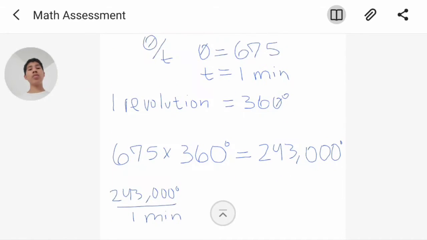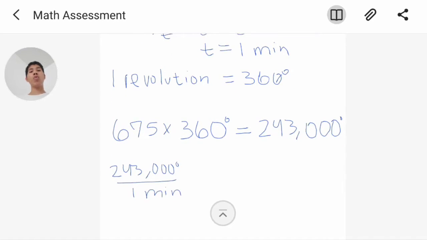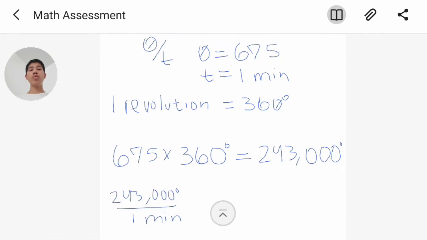because the central angle is either in degrees or radians. And the reason why it is in degrees for this instance is because there's 360 degrees in one revolution, because the definition of a revolution is a full rotation around the circle. And we all know that a full rotation around the circle is 360 degrees.